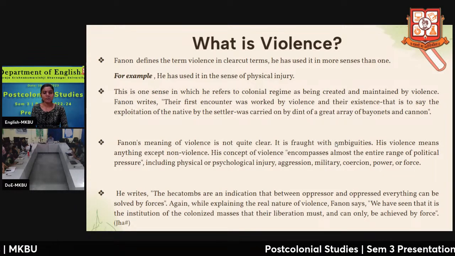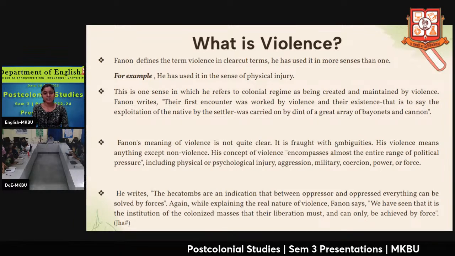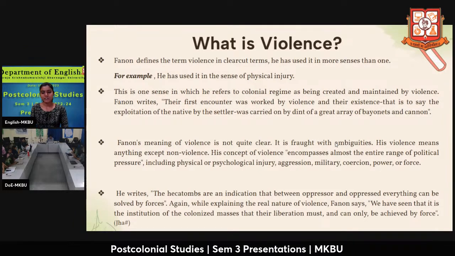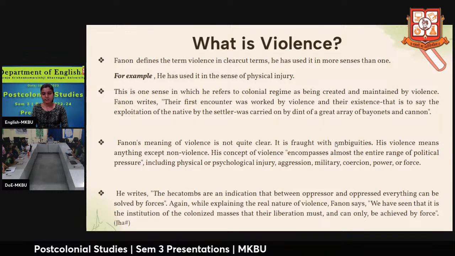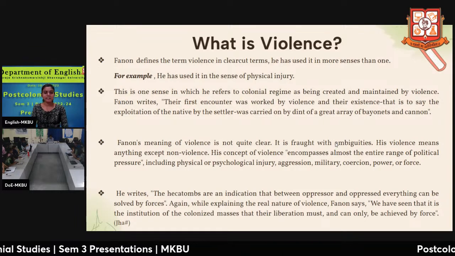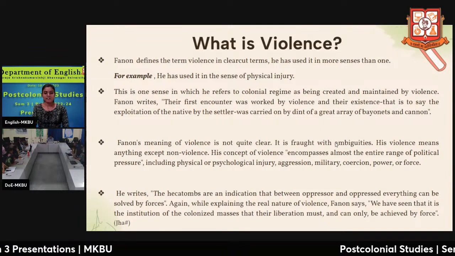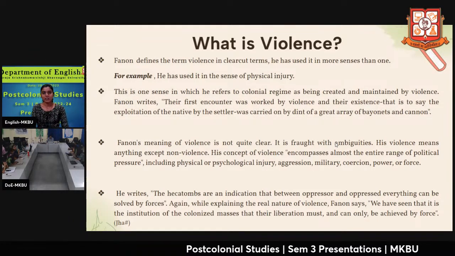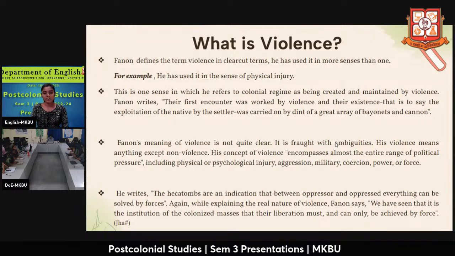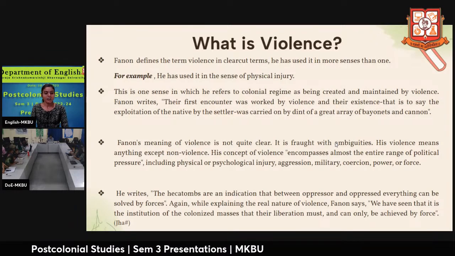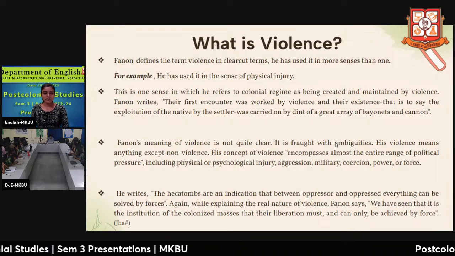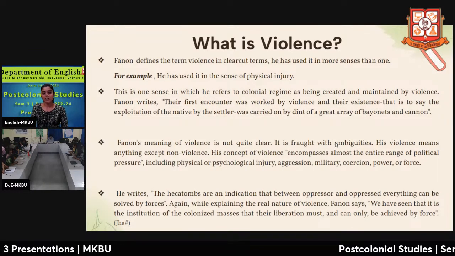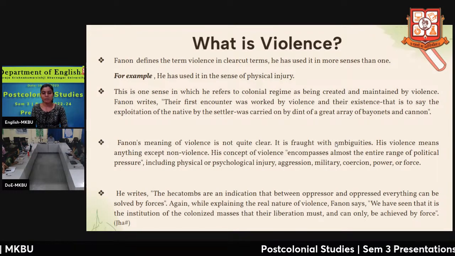Fanon's meaning of violence is not quite clear. It is fraught with ambiguities. His violence means anything except non-violence. His concept of violence encompasses almost the entire range of political pressure, including physical or psychological injury, aggression, military coercion, power, or force.